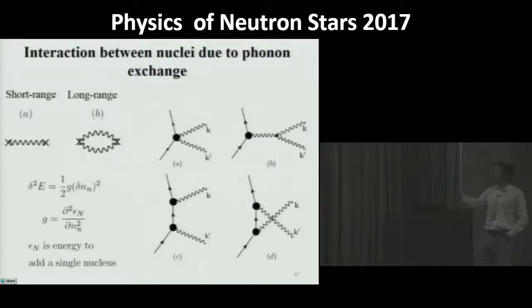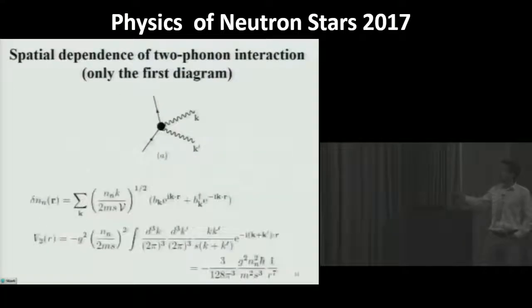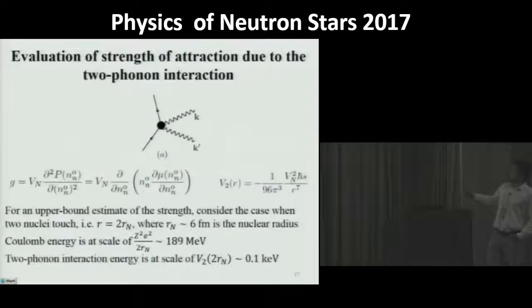So we made evaluation of this first diagram just to find out the order of magnitude of the effect. In order to do this, we introduced the second quantization, estimated the vertex, found the R to the -7 dependence, which is the Casimir interaction. And then we estimated its magnitude. It turns out it's many orders of magnitude smaller than the Coulomb interaction.